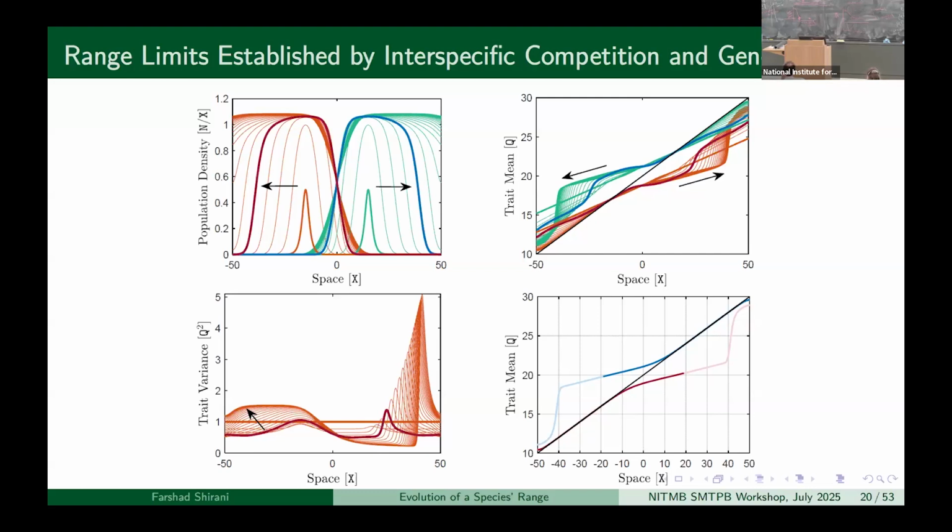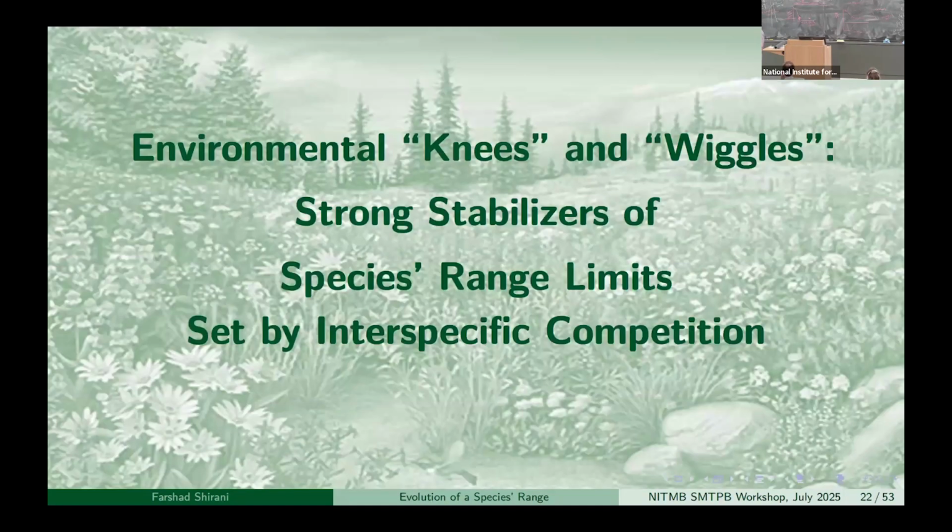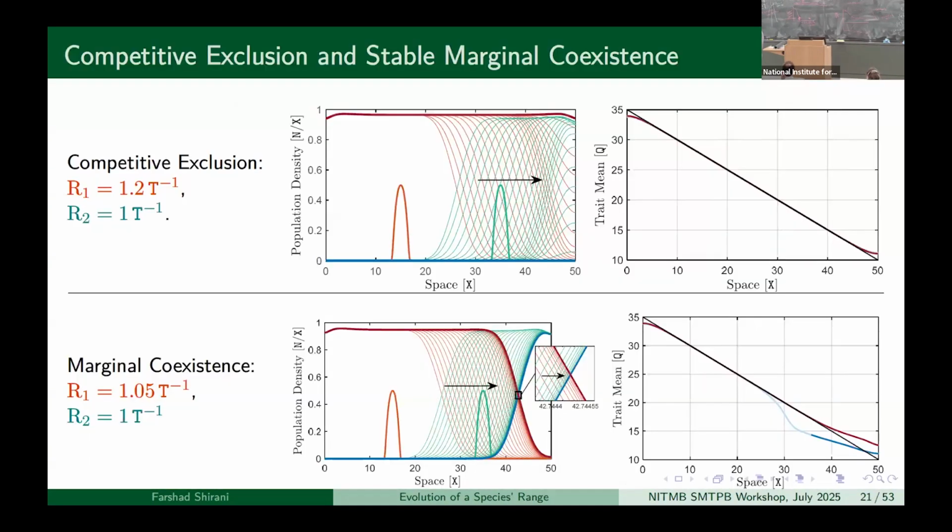And when everything is settled at the equilibrium, we can see that the two species are showing character displacement over their region of sympatry. But as I said, when the environment is linear, these range limits formed by competition are not going to be stable. The stronger one is going to push the weaker one to the habitat boundary. That can result in the exclusion of the weaker one if the difference is too large.